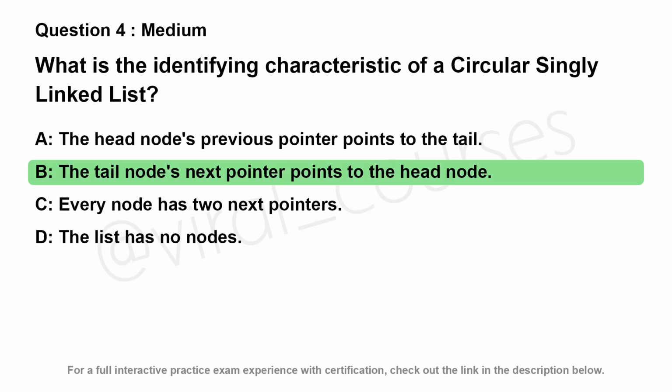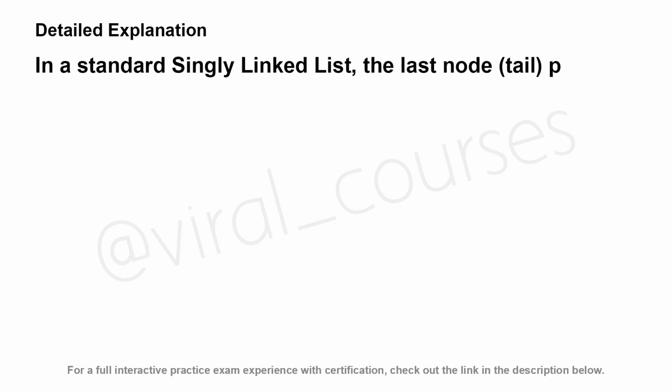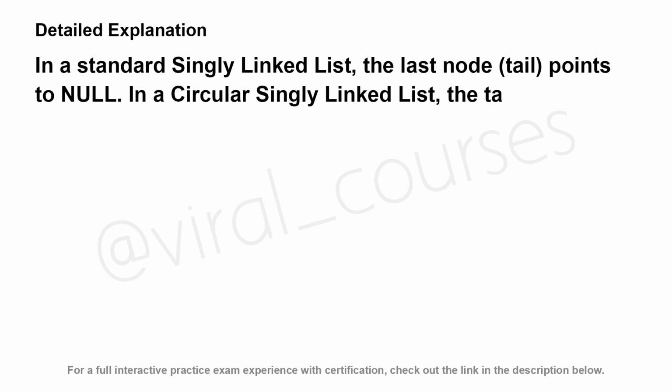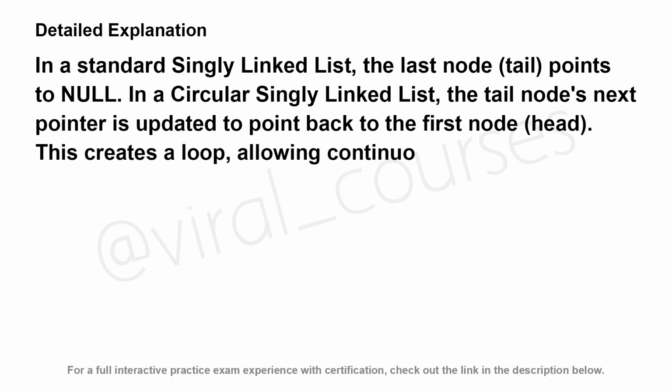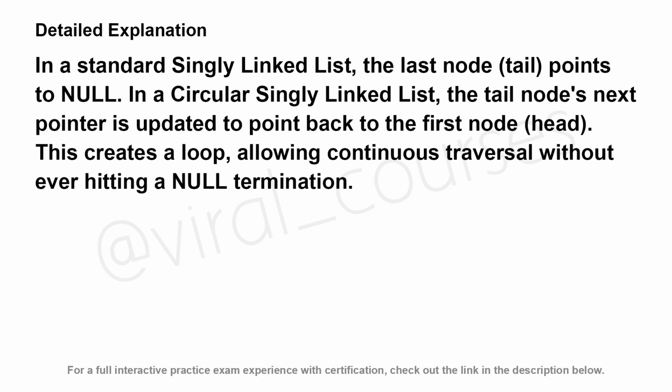The correct answer is B. In a standard singly linked list, the last node, tail, points to null. In a circular singly linked list, the tail node's next pointer is updated to point back to the first node, head. This creates a loop, allowing continuous traversal without ever hitting a null termination.